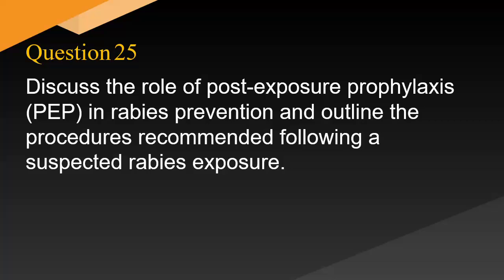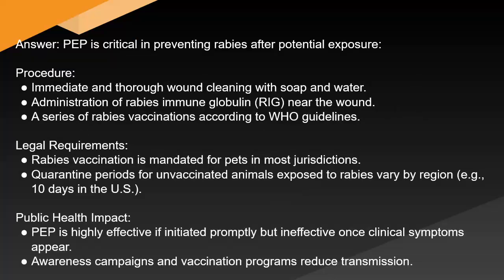Discuss the role of post-exposure prophylaxis (PEP) in rabies prevention and outline the procedures recommended following a suspected rabies exposure. Answer: PEP is critical in preventing rabies after potential exposure. Procedure: immediate and thorough wound cleaning with soap and water. Administration of rabies immune globulin near the wound. A series of rabies vaccinations according to WHO guidelines.